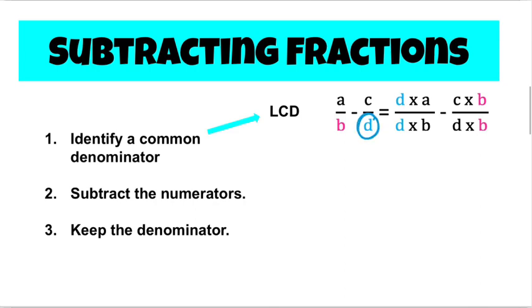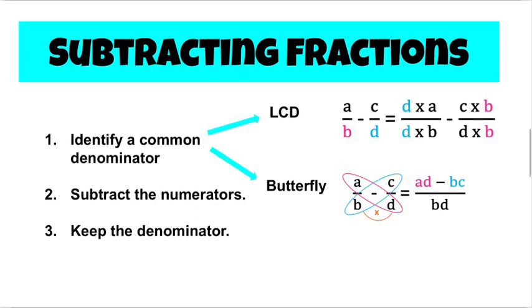I looked at the denominator and I'm multiplying the first fraction by that number. Because remember, what you do to the bottom, you got to do to the top. So this is one option we can use. Option 2 is using butterfly, where you crisscross to identify your numerators that you will be subtracting, and then multiply the two denominators to get your common denominator. From here, you subtract your numerators, and then keep the denominator.